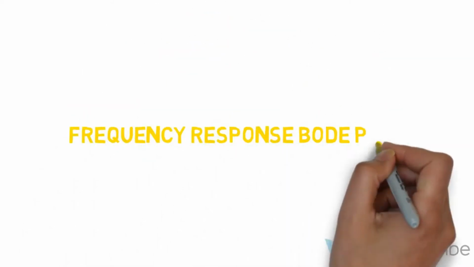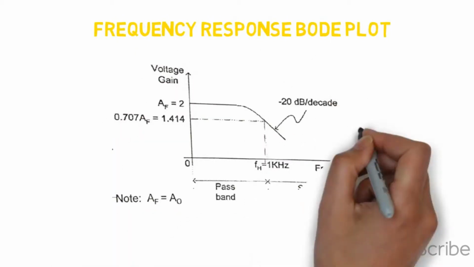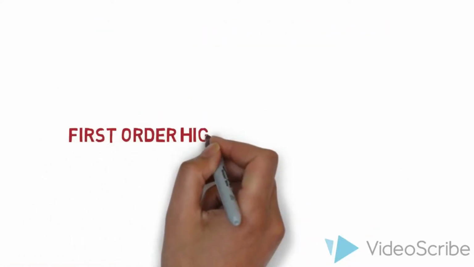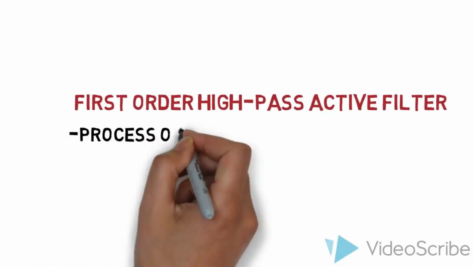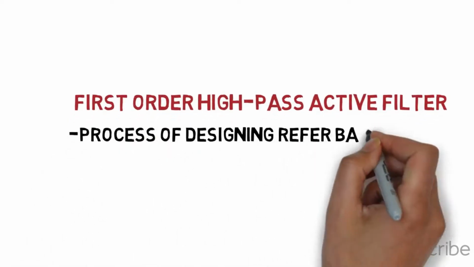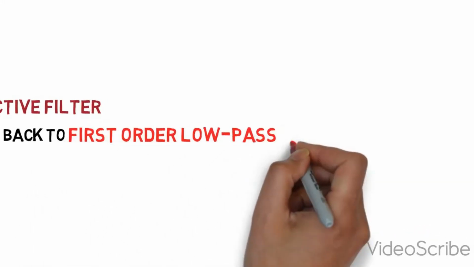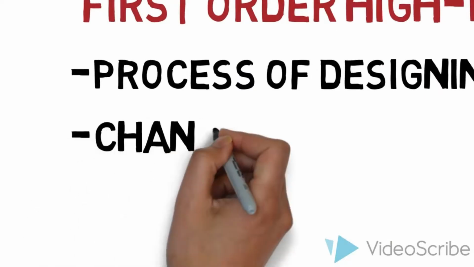In the frequency response dot plot, the graph will always be constant until it reaches FH, and it will decrease at a rate of negative 20 dB per decade. First order high pass active filter. For the process of designing, you can refer back to the first order low pass active filter, but you need to change FH to FL.